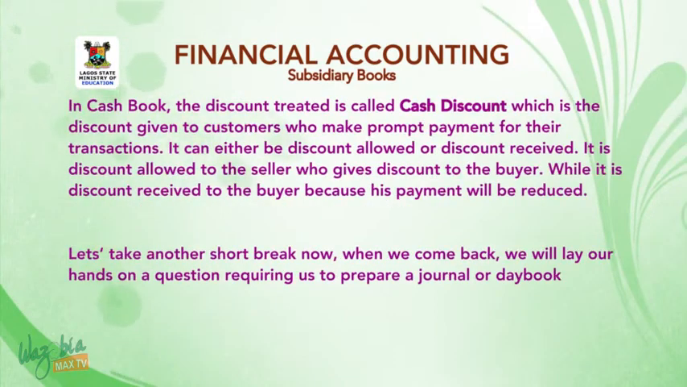In cash book, the discount treated is called cash discount, which is the discount given to customers who make prompt payment for their transactions. It can either be discount allowed or discount received. It is discount allowed to the seller who gives discount to the buyer, while it is discount received to the buyer because his payment will be reduced.